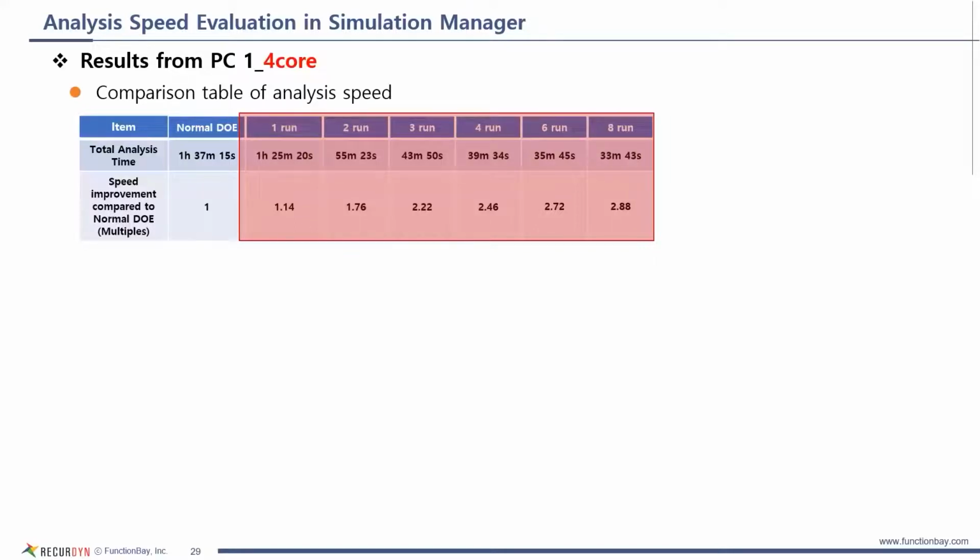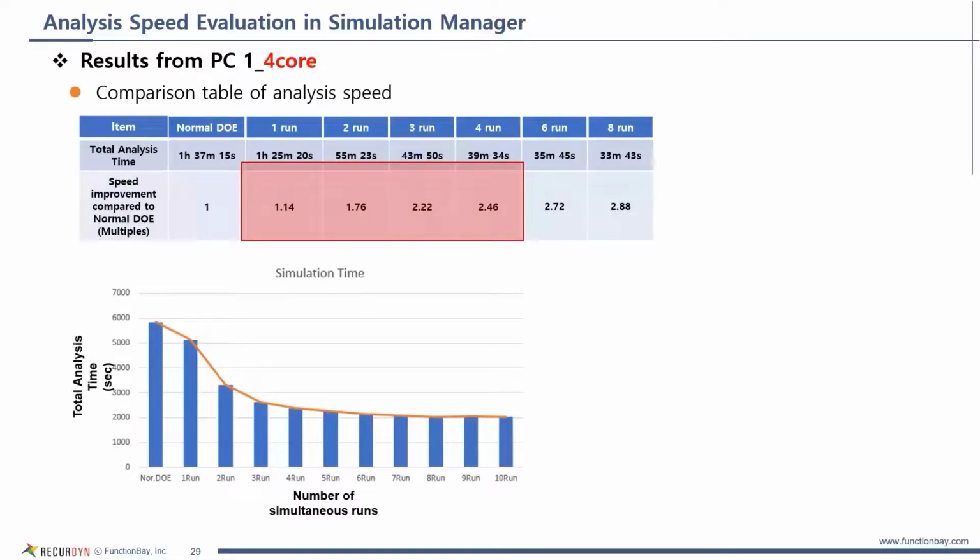As you see from the table, 1 run, 2 runs, 3 runs, and 4 runs are gradually getting faster. But from 5 runs and above, there's no big change. This phenomenon can be seen more clearly in the graph of total analysis time. It was confirmed that the analysis speed converges after 5 runs based on the red scale mark. In other words, performing 4 concurrent runs is the most effective, which is equal to the number of PC cores.